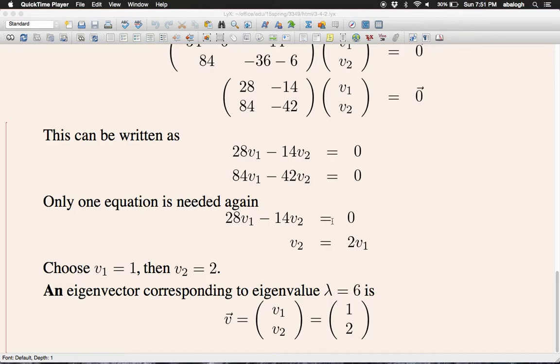It's up to you which one you choose. I usually choose the first one. And we get V2 equals 2V1. Again, we choose a nice value, V1 equals 1, and that results in V2 equals 2. And that says that an eigenvector corresponding to eigenvalue lambda equals 6 is the vector 1, 2. So we now have two eigenvalues, and each of them has an eigenvector corresponding to it.